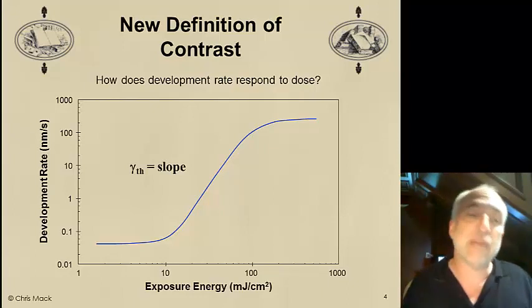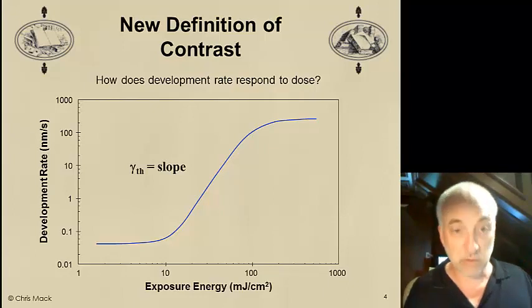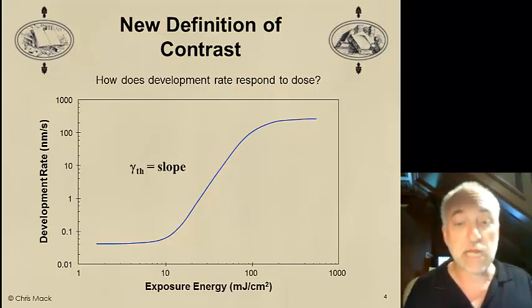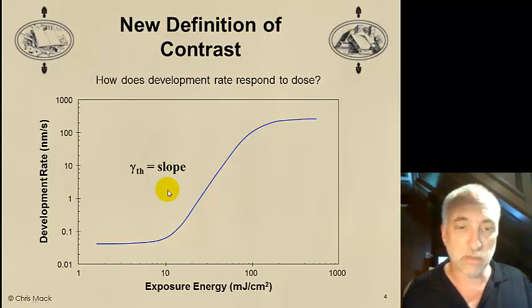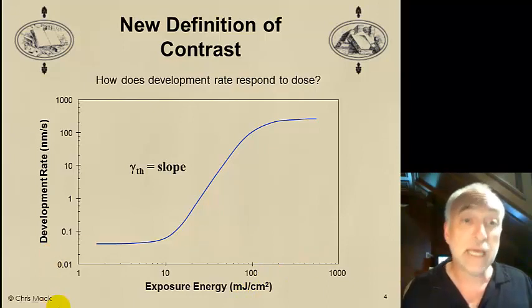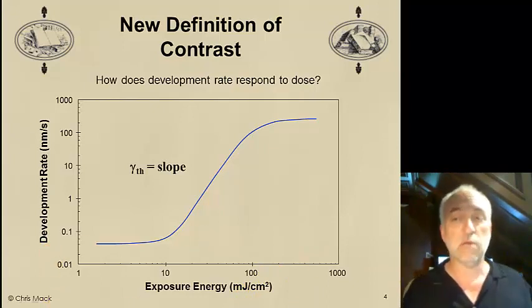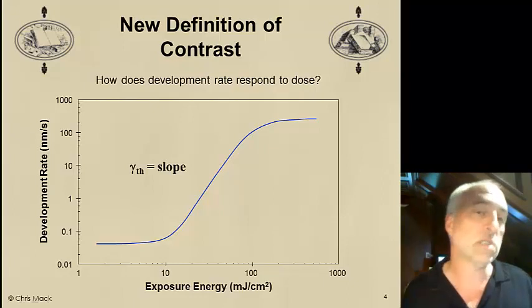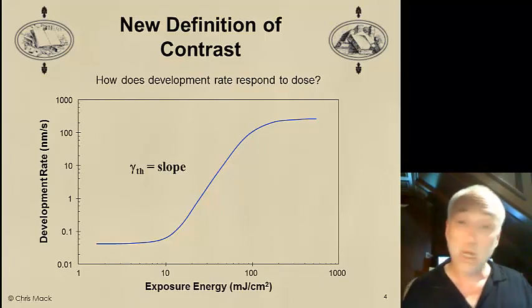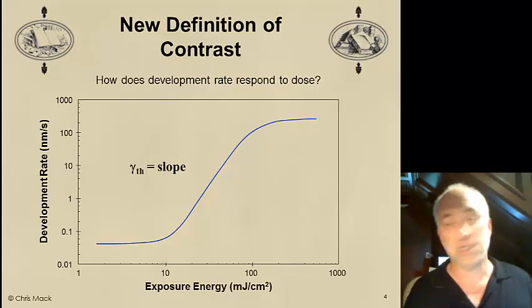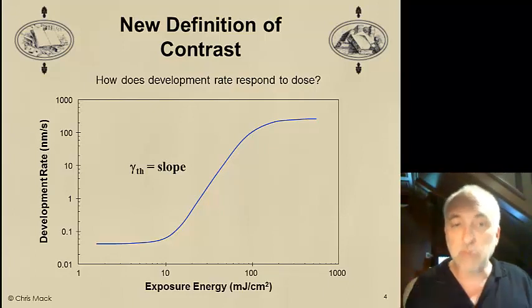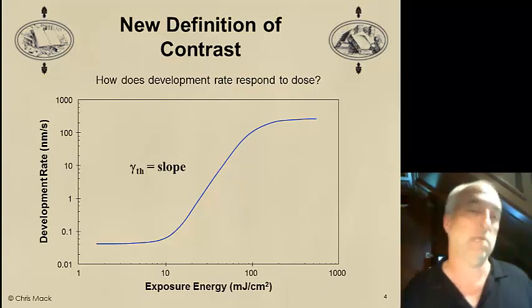But even without that model, without that idea, we can easily look at the impact of exposure dose on development rate. And in fact, this is very analogous with the original Hurter-Driffield curve, which plotted log of optical density of a photographic negative versus log of exposure dose. But here, we are exposing with the purpose of changing the solubility of the photoresist. So the response that we're interested in understanding is how exposure dose affects development rate.